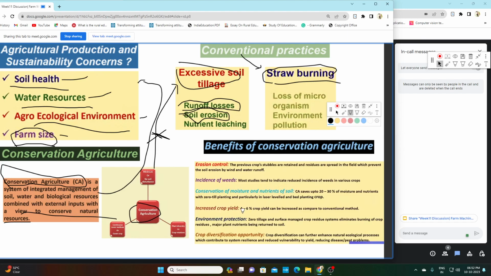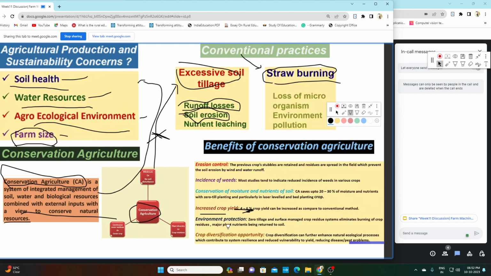The crop yield can increase by 4 to 6%. Okay, this is a huge increase. Like if you are getting 100 kg from a farm, you can get 104 to 106 kg. A 5-6 kg increase is a big increase whenever we are talking about farm machinery. So this is one of the biggest benefits of conservation agriculture.